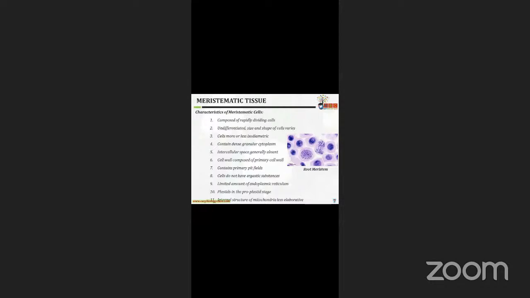Next, the cell wall is composed of primary cell wall, because the cell wall shows three layers: primary layer, middle layer, and secondary layer, made up of plant materials like cellulose, hemicellulose, and pectins. Here the cell wall is of the primary type, the first layer. Next, pits: meristematic tissue shows some pits on the surface of the plant body or cell system.